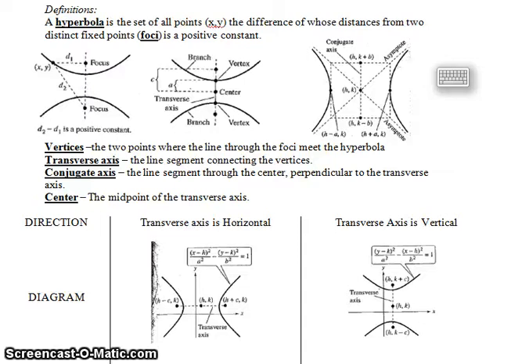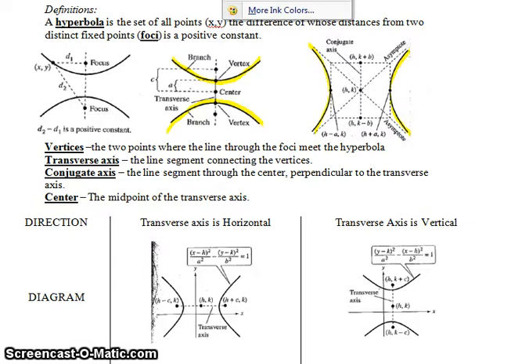Okay, we've moved on to hyperbolas, and hyperbolas are rational functions. The definition of a hyperbola is that of all points, it's a difference from two distinct points called the foci. So a hyperbola has two branches, and they could be either vertical or horizontal.